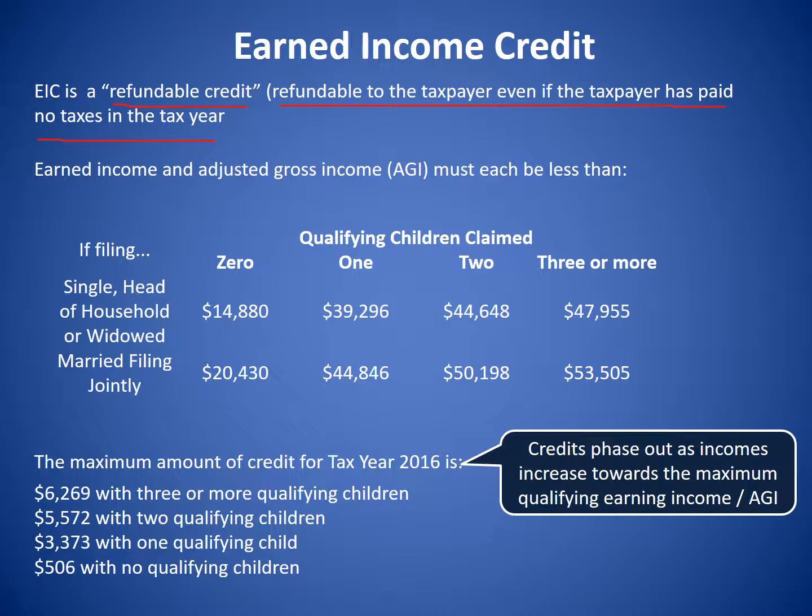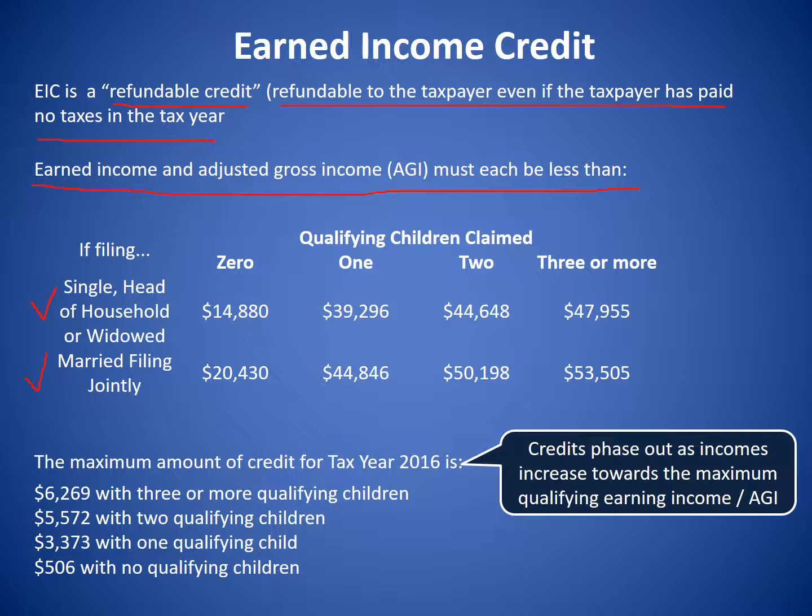modest means of income. And you basically qualify for the earned income credit if your earned income and adjusted gross income must be less than, and you can see basically if you're single, head of household, or widowed, or if you're married filing jointly, you can see the amounts that are involved here. If you have 0 children and you're married filing jointly, your combined income has to be less than $20,000 and so forth, going on up.